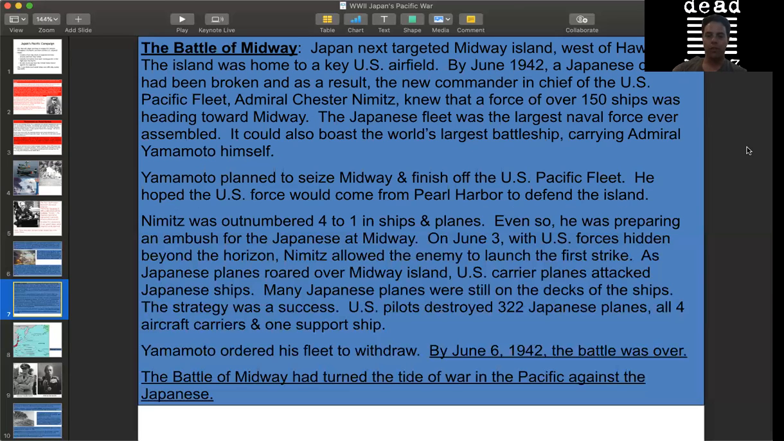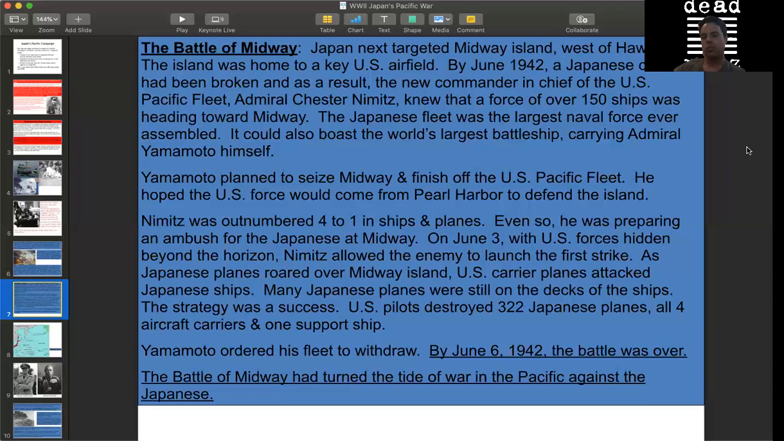Nimitz allowed the enemy to launch the first strike at the islands, and only at that moment in the first wave did he launch planes from the carriers to attack Japanese ships. Only the first wave of planes was off of the aircraft carrier's decks, and so many Japanese planes were still on the deck, which meant that they were already neutralized. The strategy was a huge success.